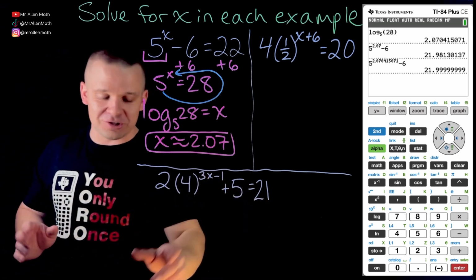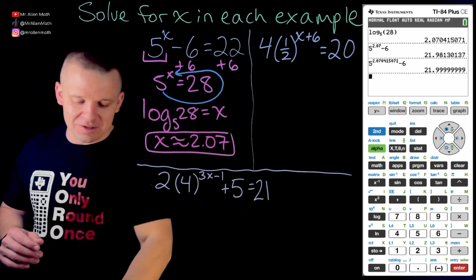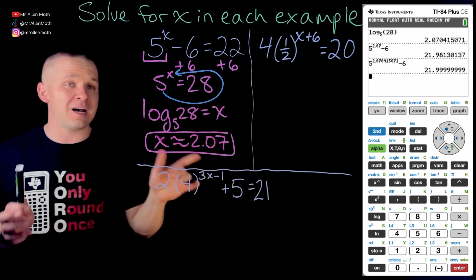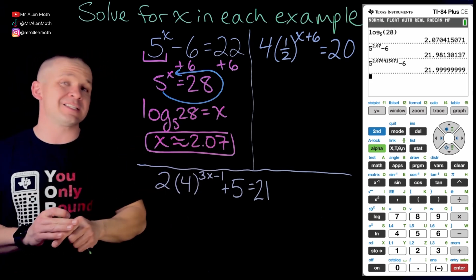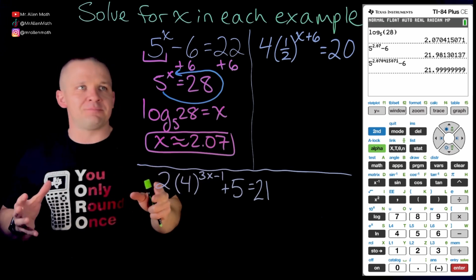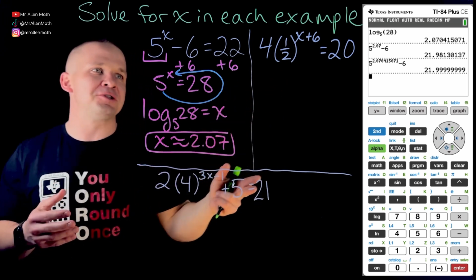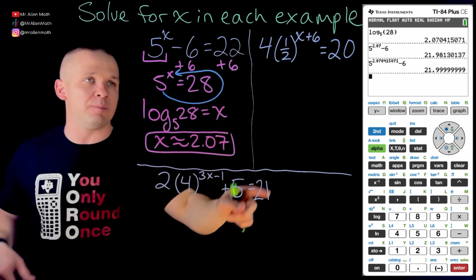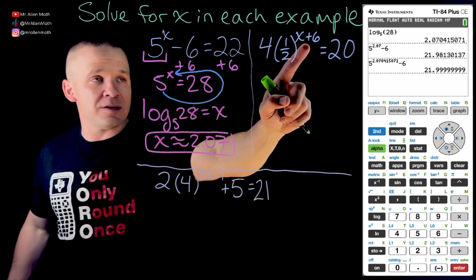You're set. This is really as challenging as it gets right there. Okay, so let's do this next one. I have 4 times 1/2 to the x plus 6 equals 20. Okay, so it is tempting to do 4 times 1/2 and make it 2 to the x plus 6, but that is not allowed because this base is raised to an exponent.